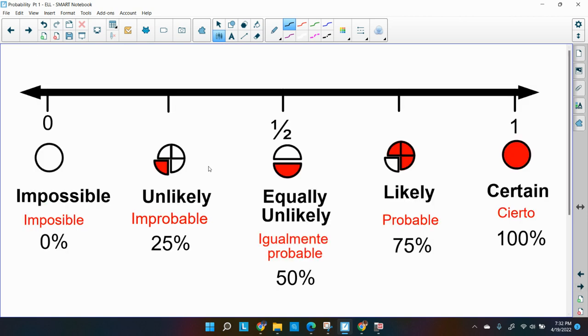All right, so here's a number line that you should know because probability is between 0 and 1. So if you have a probability of 0, that means the event is impossible. If you have an event of 1, that means it's certain. So a probability of 1 means that it's 100% going to occur.